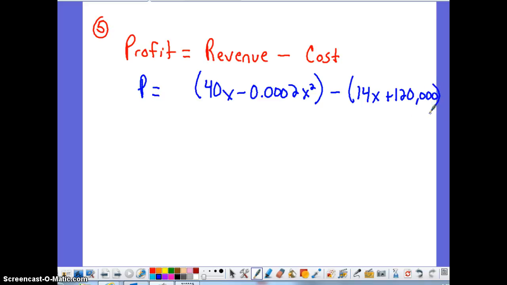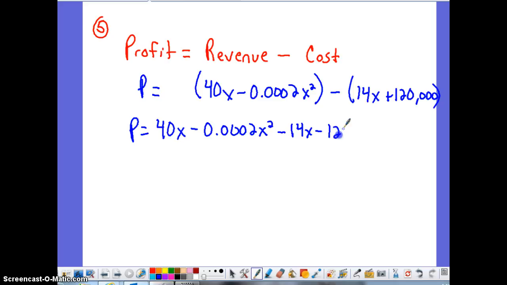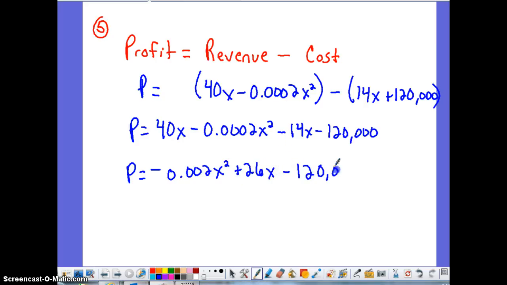Again, this is just like the subtraction problems we're doing, take the subtraction sign, distribute that through. So my profit here is going to be 40x minus that 0.0002 x squared minus 14x, and then finally minus that 120,000. Rewriting it in descending order and putting the like terms together gives me a negative 0.0002x squared. It's the only x squared term. 40x minus the 14x is going to give me plus 26x, and then minus 120,000 comes on to the end. So that is the final answer for that profit function.